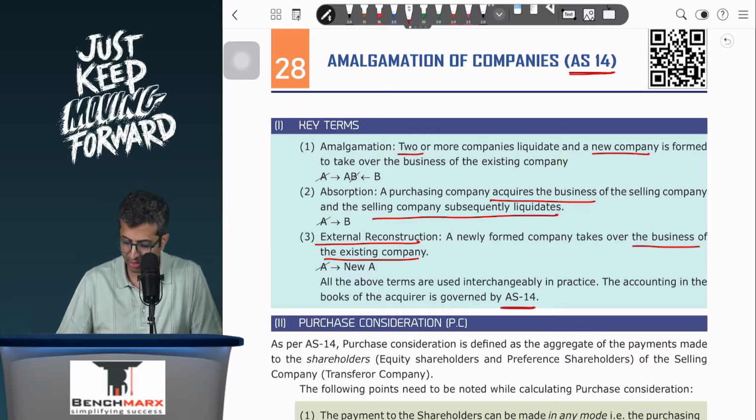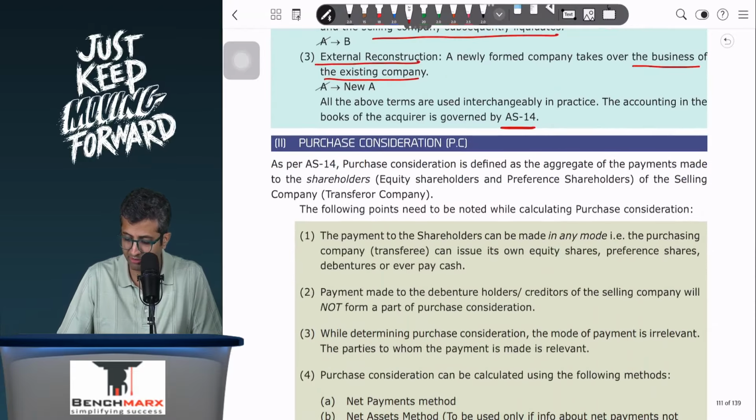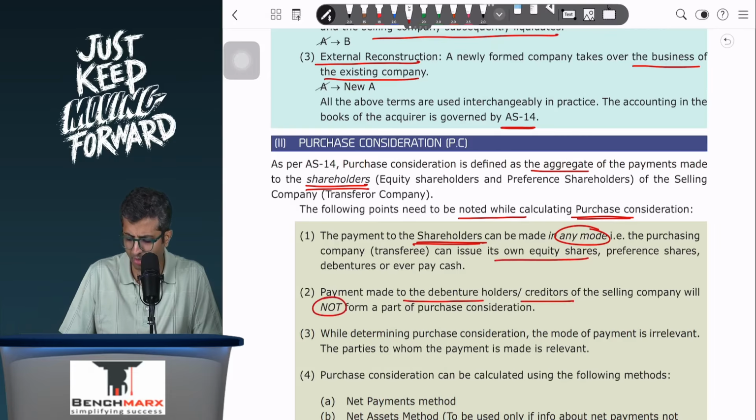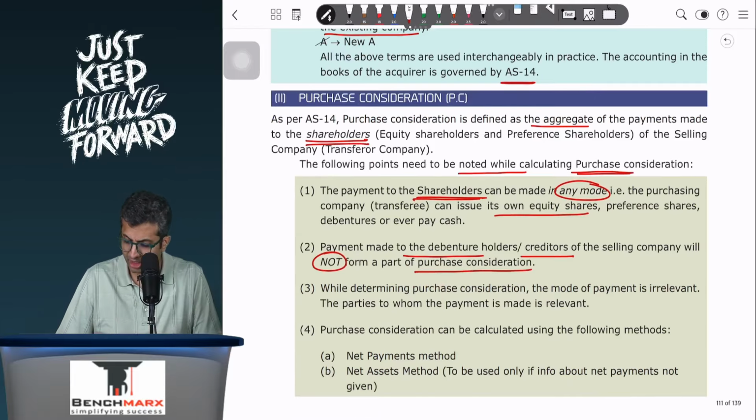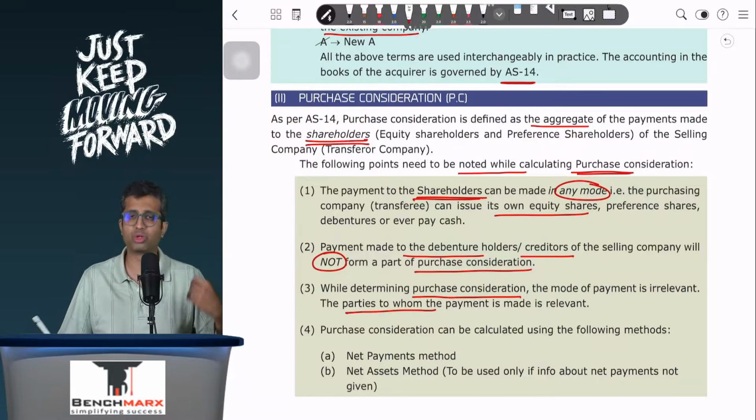So over here, when you look at purchase consideration, as per AS 14, PC is defined as the aggregate of the payments made to the shareholders, both equity as well as preference, of the selling company. The following points need to be noted while calculating the purchase consideration. First, the payment to the shareholders can be made in any mode, like you can issue their own shares, preference shares, debentures, or even pay cash. Payment to debenture holders or creditors of the selling company will not form a part of the PC, but it will be taken along with the net assets taken over. While determining purchase consideration, the mode of payment is irrelevant. The parties to whom the payment is made is irrelevant. You can pay in any mode as long as you are paying to the shareholders, it will be a part of PC.